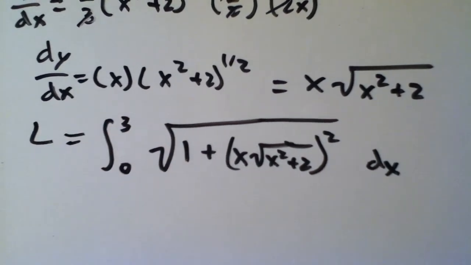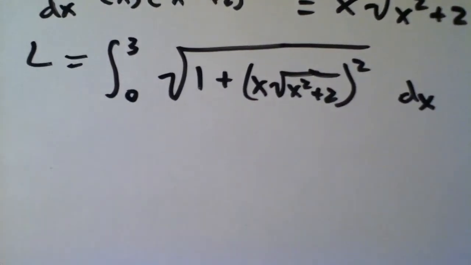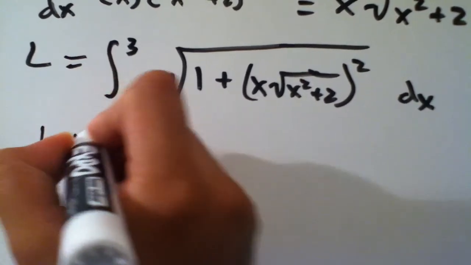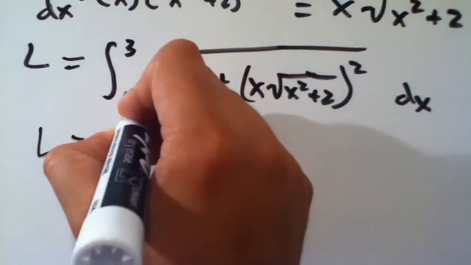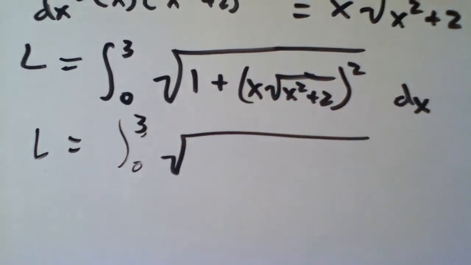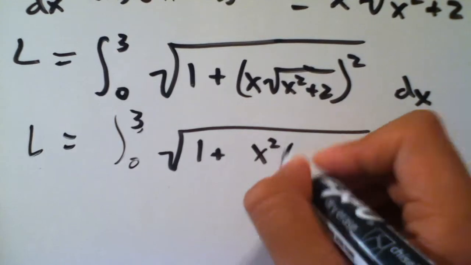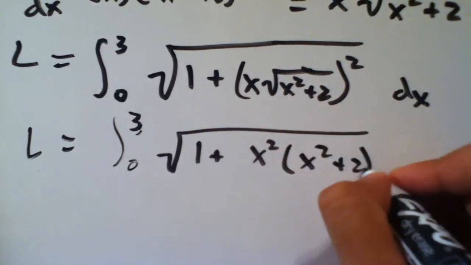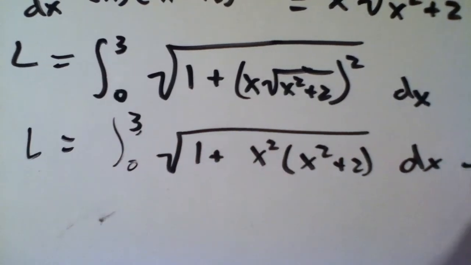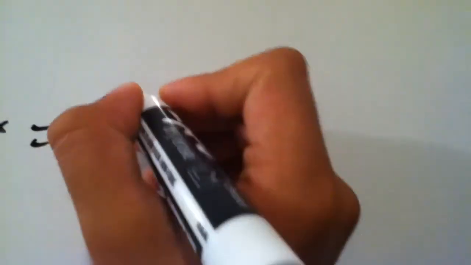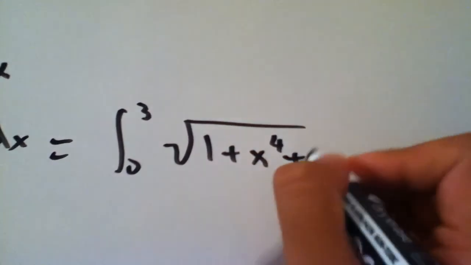So now let's actually find this length by doing this integral. It's not as tedious as it may initially look, actually. So we continue on with this, and we simplify it, and we get 1 plus x squared times x squared plus 2 dx, which equals the square root of 1 plus x to the 4th plus 2x squared.